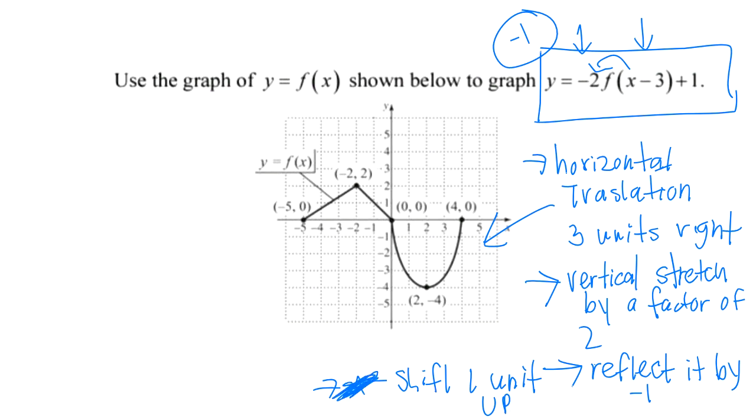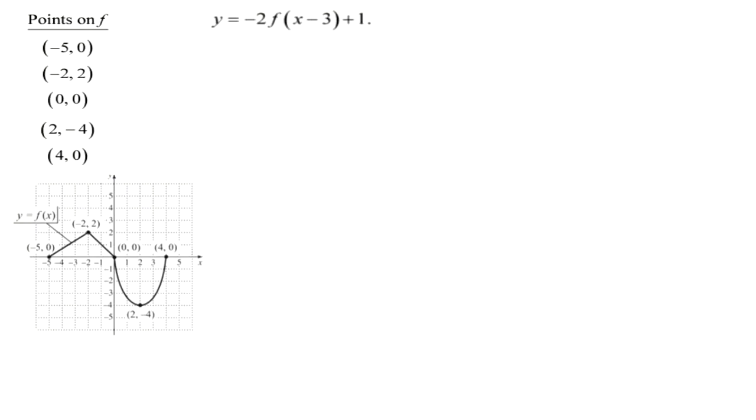I'm going to take all this information and move this graph, but there's a lot of steps because I need to change my x's. And then once I change x's, I need to do things to my y's. So let's see this in action. So I have my points from my original graph. Now the first thing I want to do is my horizontal translation. So I want to move this graph 3 units to the right.